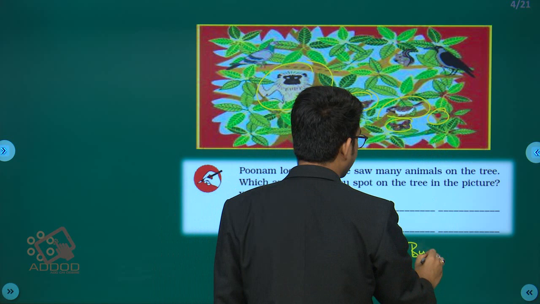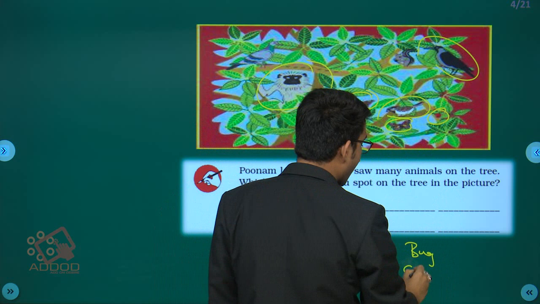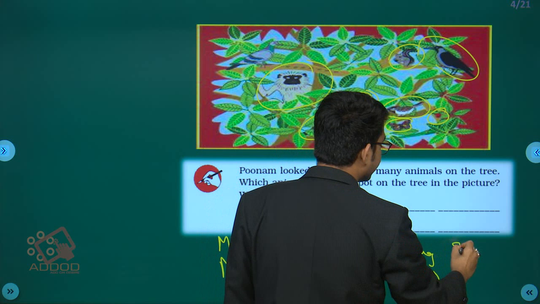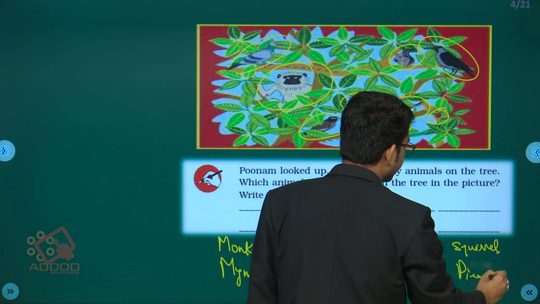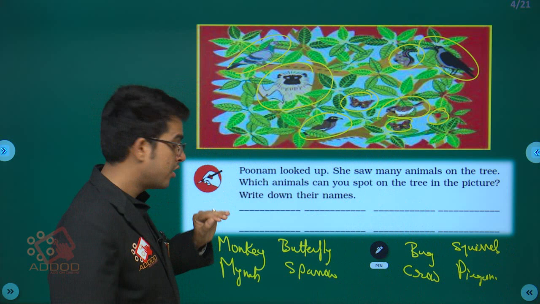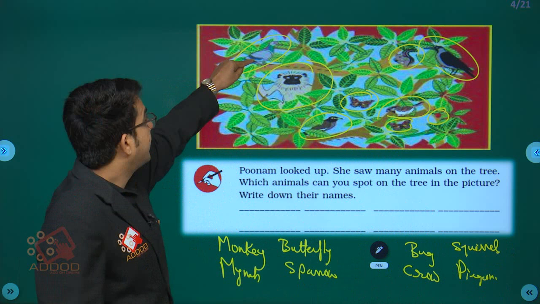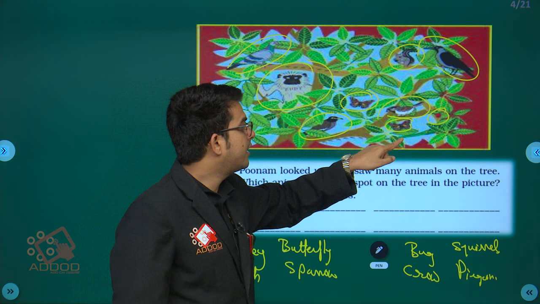Oh, the mischievous one, the notorious one, crow. And the cutie pie, squirrel. And what do we have? Yes, we have pigeon as well. So these are the animals, birds and things we have: monkey, myna, butterfly, sparrow, bug, crow, squirrel and pigeon.